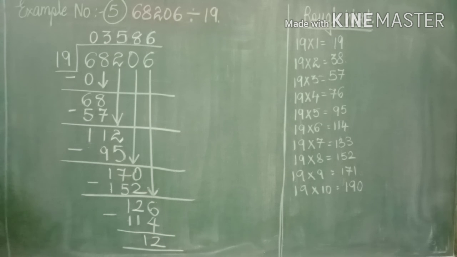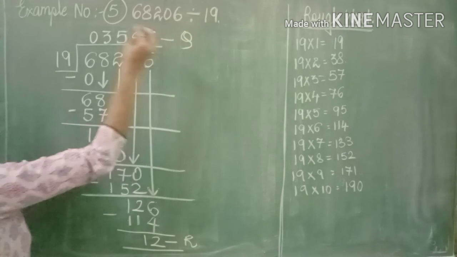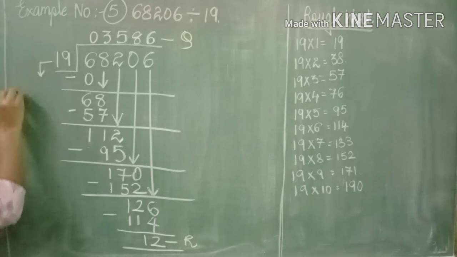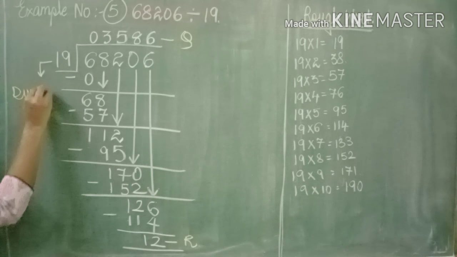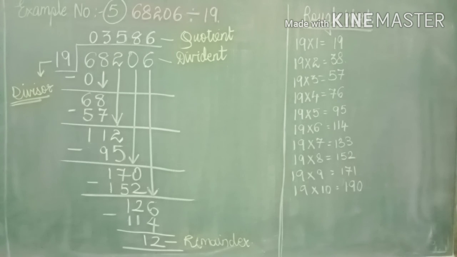Now this is the final answer. Students, as you know, I will be writing it. This is called the remainder, this is called the quotient, this is called the divisor, and this is called the dividend.